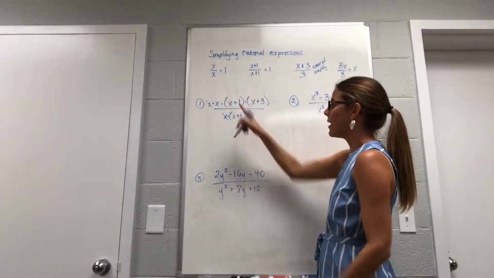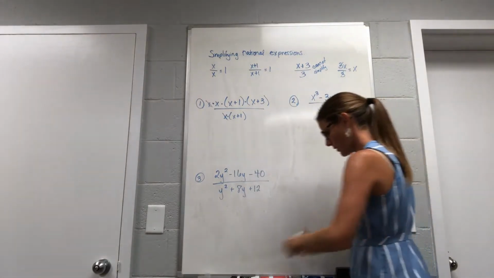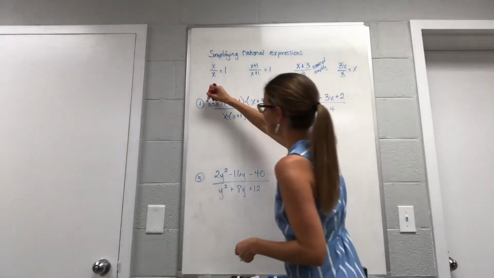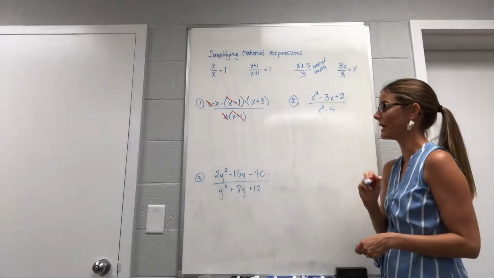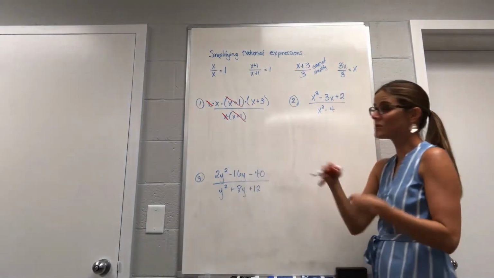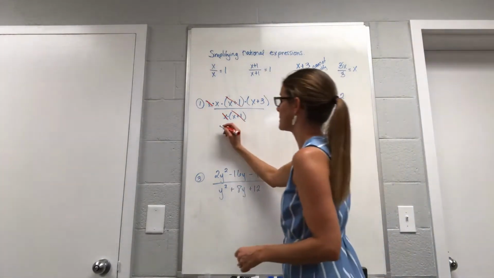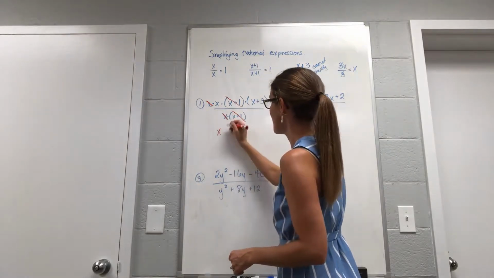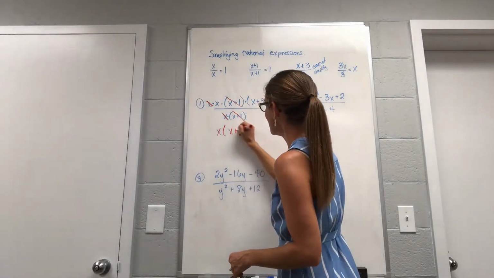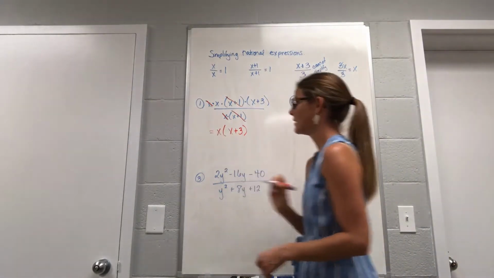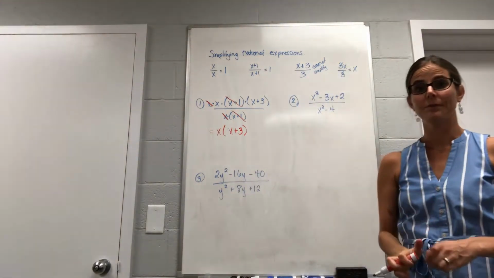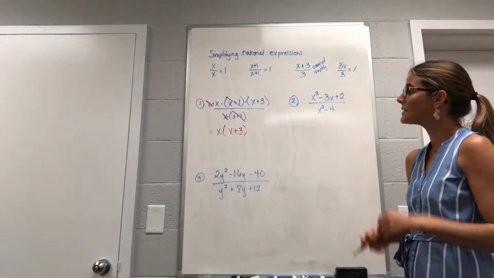And then also, actually let me use a different marker for this. So that x cancels with that x, and then we have an x plus 1 and an x plus 1 that will cancel. So what we do is we just cancel all the like factors and leave what's left. So we have an x still up there times an x plus 3, and everything in that denominator canceled. So this is what that simplified expression will be. So that's it. Simplifying is not hard.